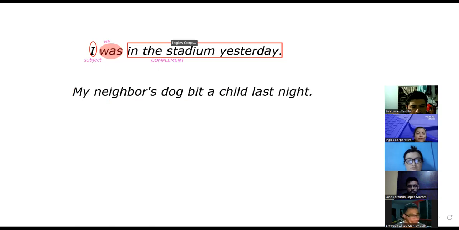What is the verb here? What is the verb, Javier? Beat. Okay. We have the verb. We know that this is an irregular verb in past. What is the subject? My neighbor's dog. That's the subject. Very well. And what's the complement? A child last night. Y se murió el niño. No, mentira. A child last night. So we go there, right? We know that this goes like this.